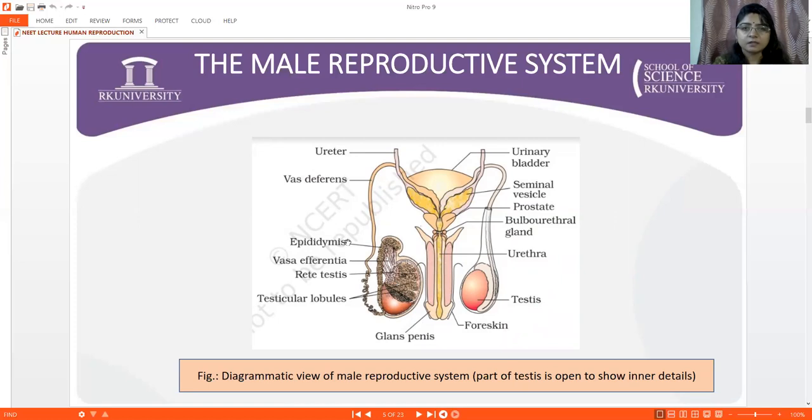This is the testis. When we see the inner part, it contains the epididymis. Next to it, this is the vasa efferentia. Next to it is the rete testis, and next to it, these are the testicular lobules. So this is the whole structure of the testis in detail.